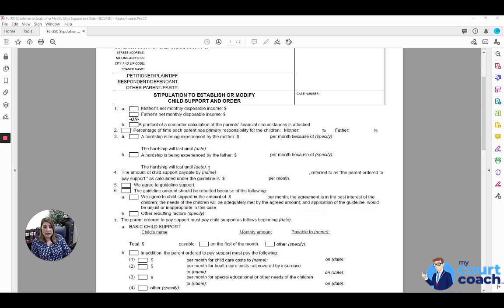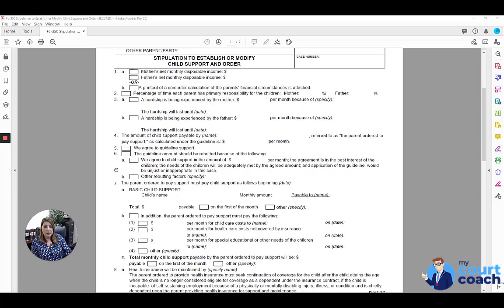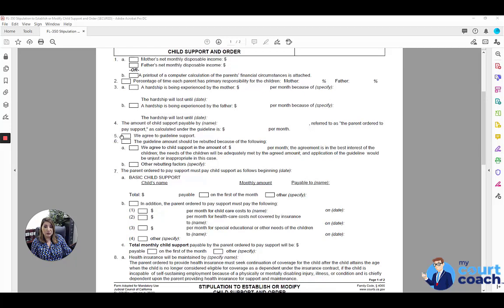If there is a time duration for the hardship, then you would want to list the date that it goes until. In line 4, you're going to list who the payor of support is, include their name there. And you need to include what that guideline amount is, that amount that has been calculated pursuant to statewide formula. Line 5, you're going to mark this if you are agreeing to the guideline amount that's stated up here.